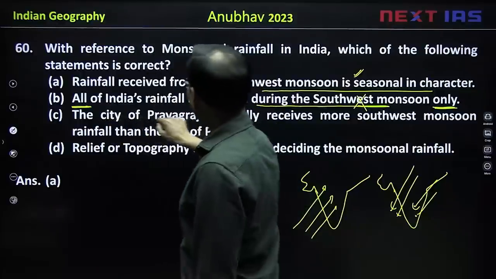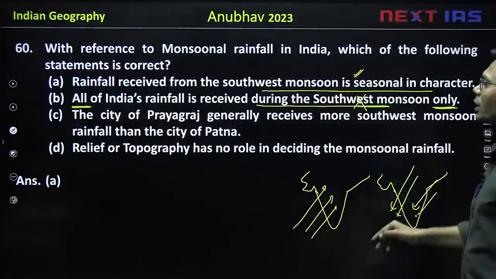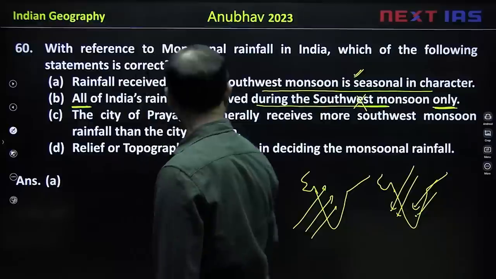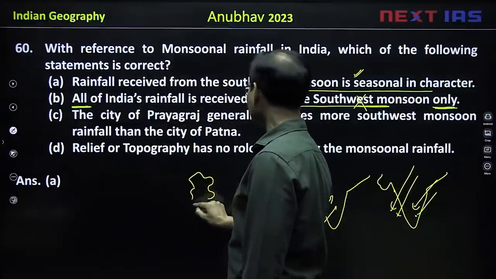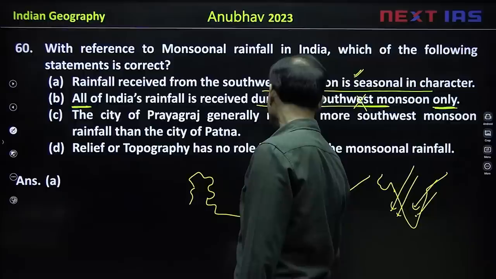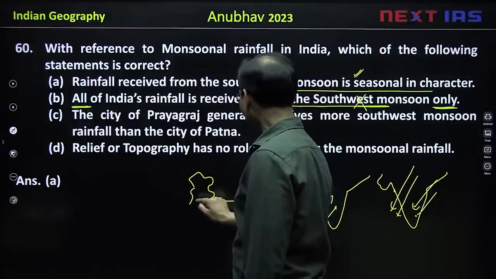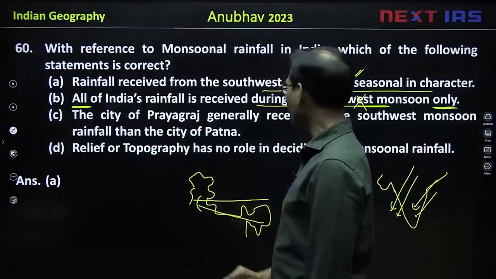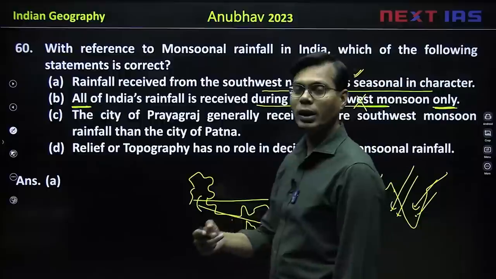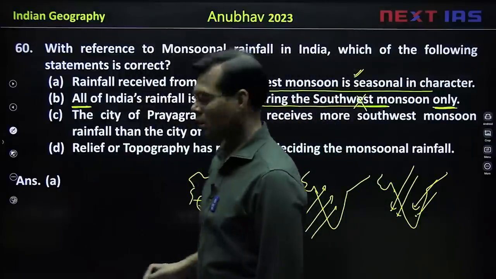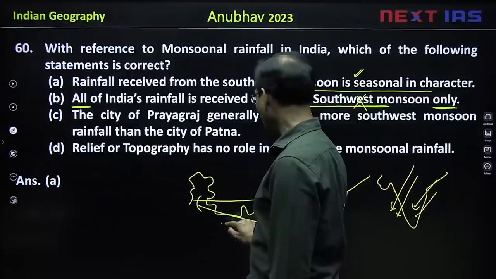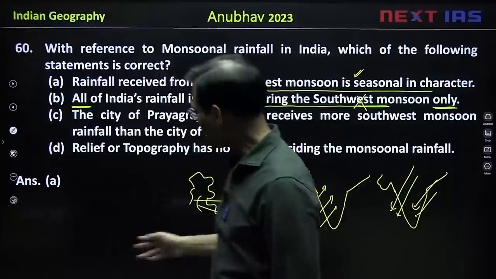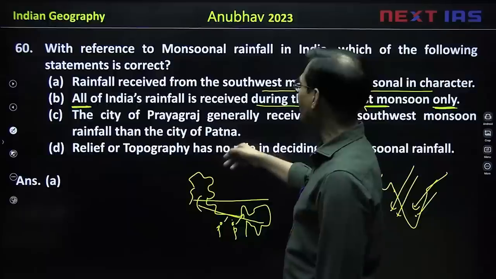And the C statement: the city of Prayagraj generally receives more southwest monsoon rainfall than the city of Patna. Patna is in Bihar, Prayagraj is in UP, UP in the west, Bihar in the east. If you know the pattern of rainfall in northern India, the rainfall decreases from east to west. The northeast has more rainfall. So Bengal has more rainfall than Bihar, Bihar has more rainfall than UP, and UP has more rainfall than Haryana. Haryana has more rainfall than Rajasthan. So if we compare Patna and Prayagraj, Prayagraj is westward and rainfall decreases because the Bay of Bengal moisture decreases in that area, so Patna has more rainfall than Prayagraj.